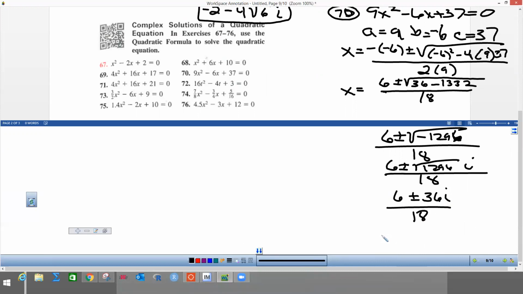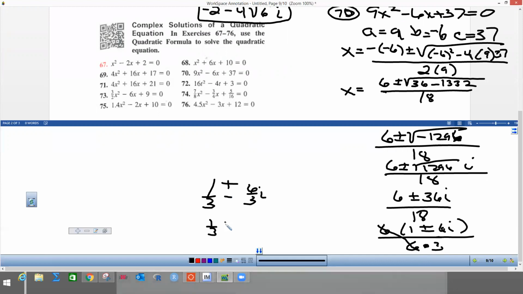And there's a common factor on the top. So the common factor is 6. When you divide out by 6, you get 1 plus or minus 6i. And down here on the bottom, 18 breaks down to 6 times 3. So those 6's reduce. So we got two answers here. We got 1/3 plus or minus 6/3 i. And you can make this 6/3 into 2. So you could have 1/3 plus or minus 2i. Now that's two different answers. It's 1/3 plus 2i, and it is 1/3 minus 2i.